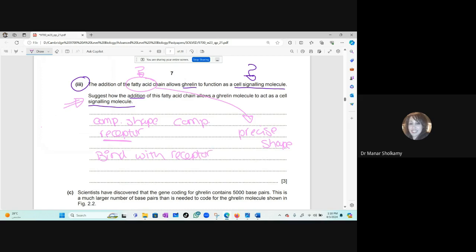And the binding happens with the variable. How does the binding happen between things? Yes, the binding always happens with the R groups, bonding between the R groups. Now let's look at the mark scheme in case we missed out anything.